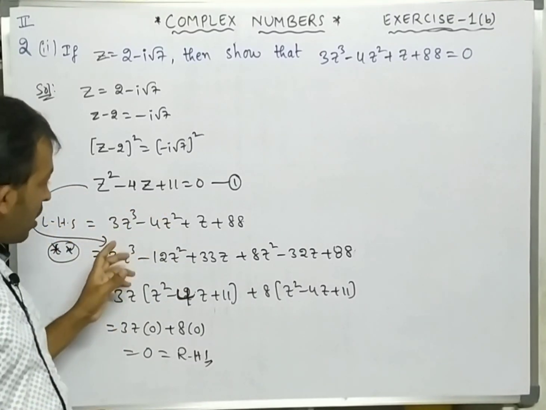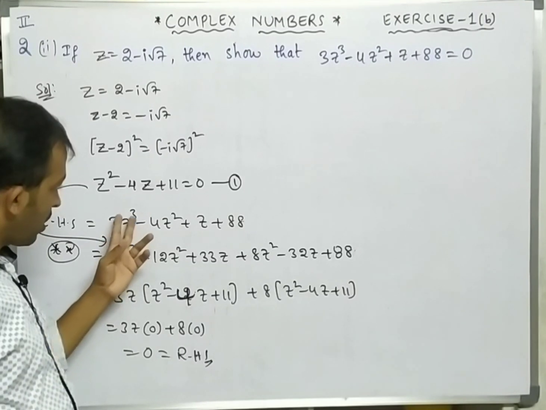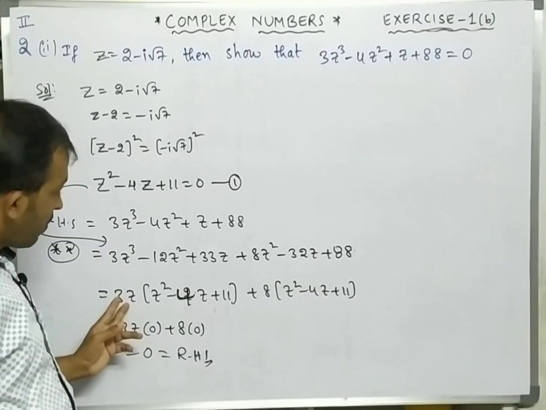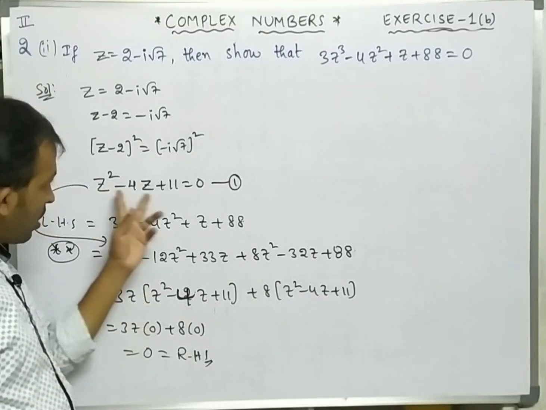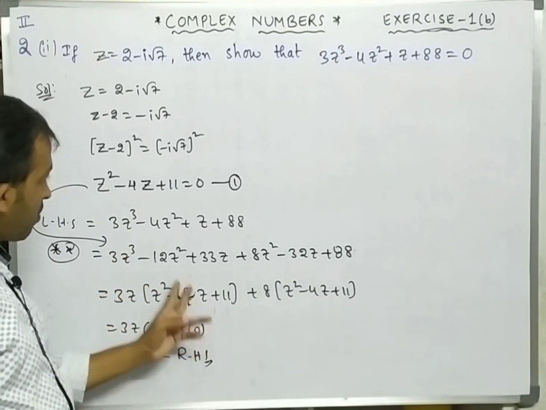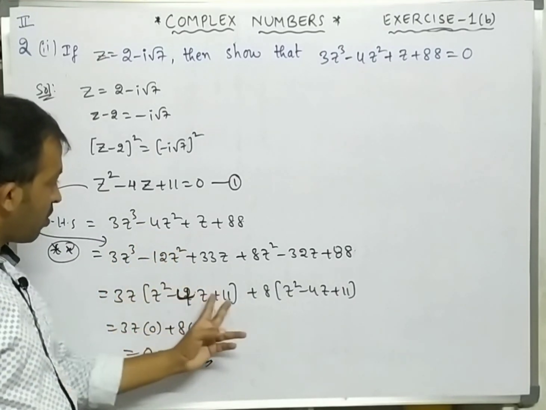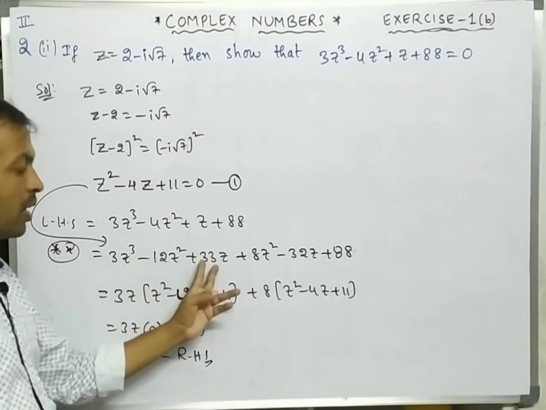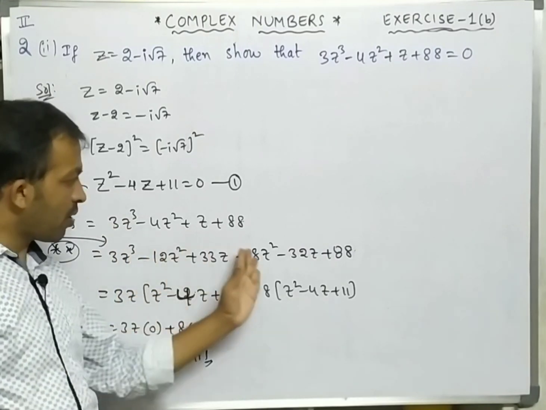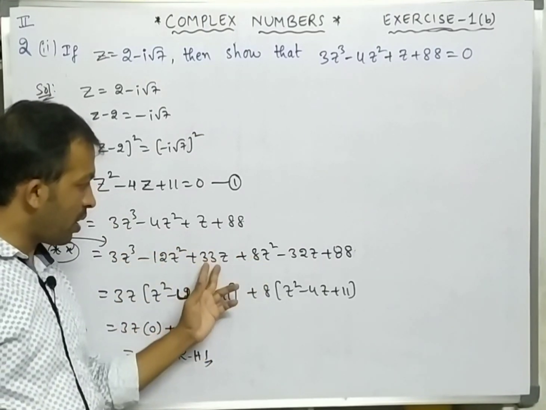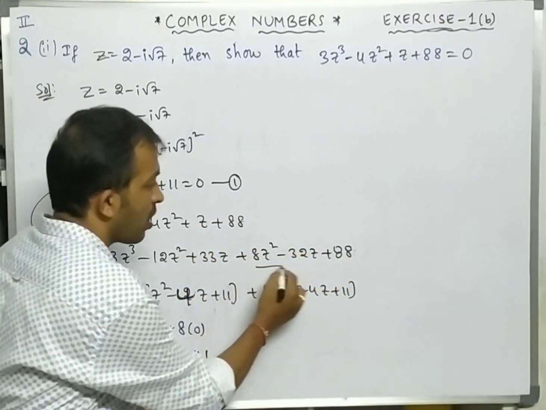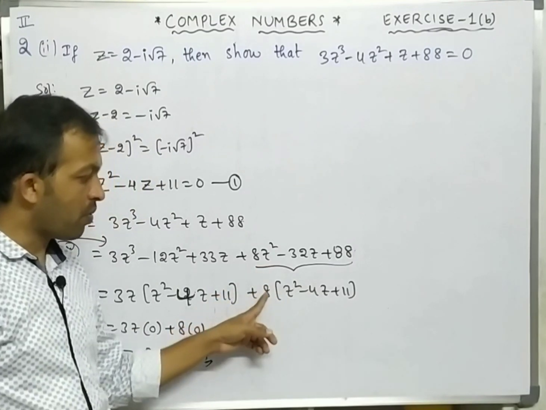So first we have 3z cube, right? So here we have z square. So we should write the combination of 3z into this one: 3z into z square, 3z cube; 3z into minus 4z, minus 12z square; 3z into 11, 33z. First of all write like that. So 3z cube we have, then minus 12z square plus 8z square is minus 4z square, 33z minus 32z, plus 88. So in these 3 terms we have 8 as common.